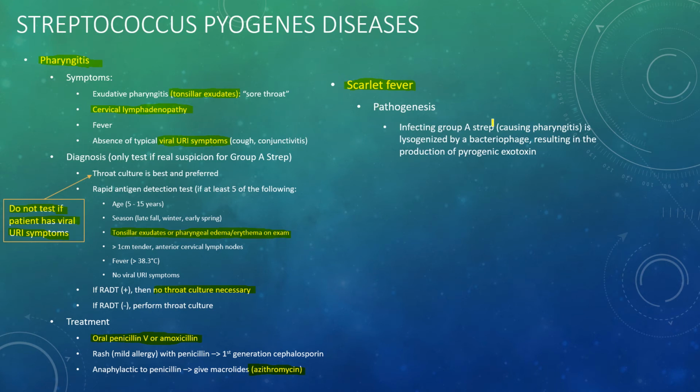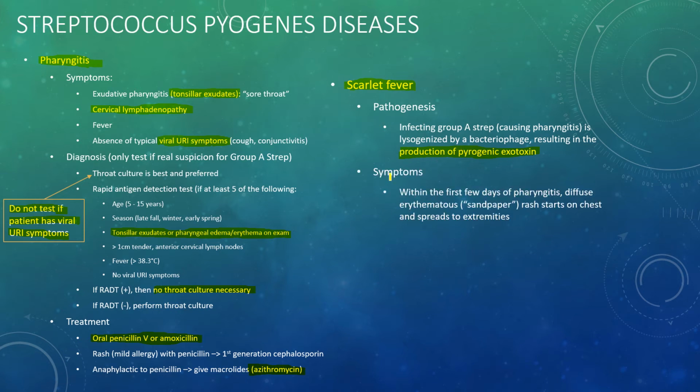You have the group A strep that causes pharyngitis. It gets lysogenized. Remember, lysogenized means that a bacteriophage, which is a virus, comes in and integrates into the genome of the group A strep, and that lysogeny allows a new gene to be entered into the bacterial genome, resulting in production of pyrogenic exotoxin. So the bacteriophage picked up some toxin genes from another bacteria, brought it to group A strep, and now this group A strep is producing this toxin, and that's going to cause the scarlet fever.